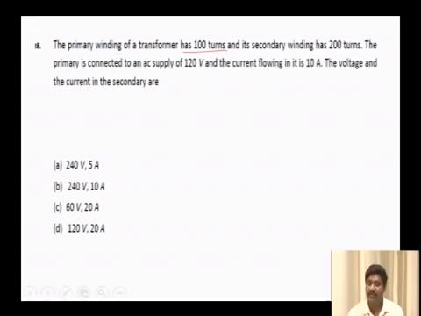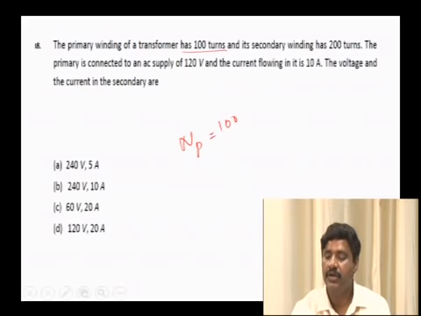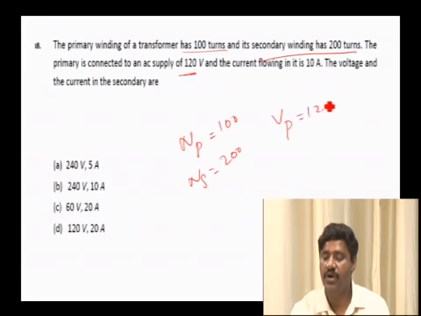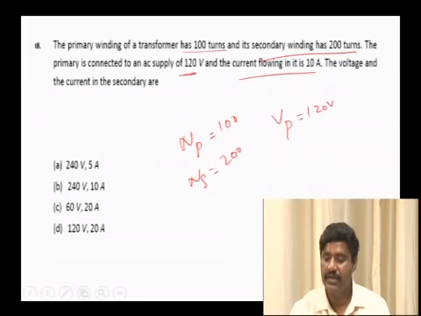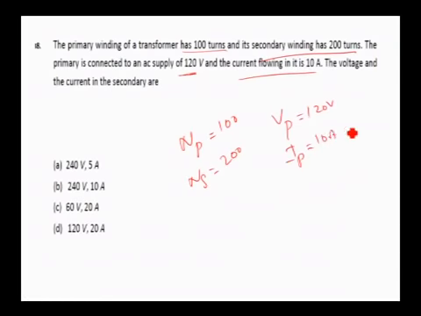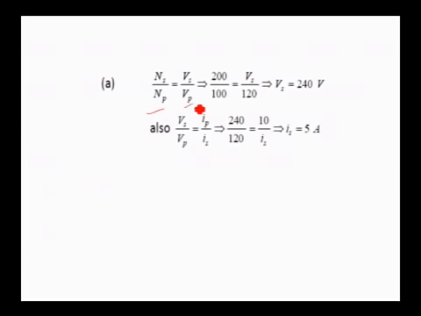Primary winding of a transformer, this is NP as 100. Secondary winding as 200, NS is equal to 200. The primary is connected to an AC supply of 120 volt, this is VP, and the current in it is 10 ampere, that is the IP value. The question is the voltage and the current in the secondary. We have NS by NP is equal to VS by VP, where NS is 200, NP is 100. Voltage across the secondary is not yet given, but voltage across the primary is 120. Simplifying this, you get VS as 240 volt.